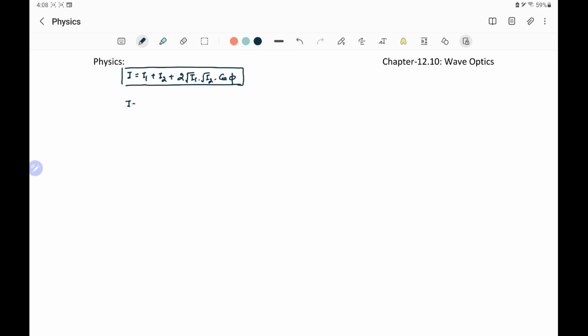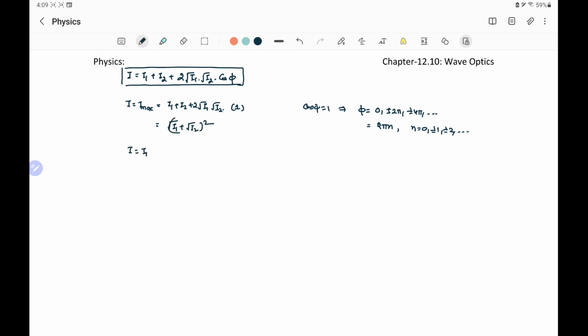The intensity is maximum and it will be equal to I1 plus I2 plus 2 root I1 root I2 into 1. And this value of cos phi equal to 1 refers that phi equal to 0, plus minus 2 pi, plus minus 4 pi and so on, or in short we can write it as 2 pi n, where n is equal to 0, plus minus 1, plus minus 2 and so on. And it can be written as (root I1 plus root I2) whole square.